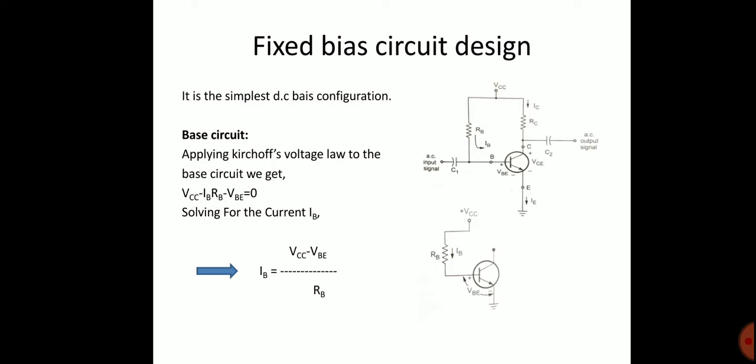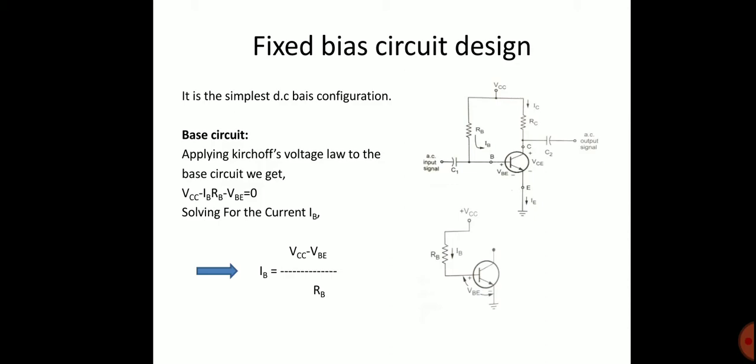Applying Kirchhoff's voltage law to the base circuit, we get VCC minus IB RB minus VBE is equal to 0. Solving for the current, IB is equal to VCC, that is the supply voltage, minus VBE, divided by RB. In this equation, the Ohm's law condition applies, current is equal to V divided by R. The circuit focuses on the base side: the base resistance RB, the base voltage VBE and the base current IB.